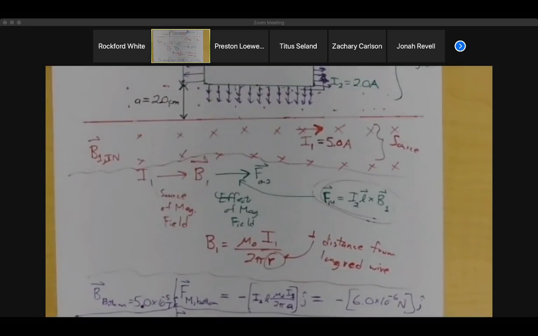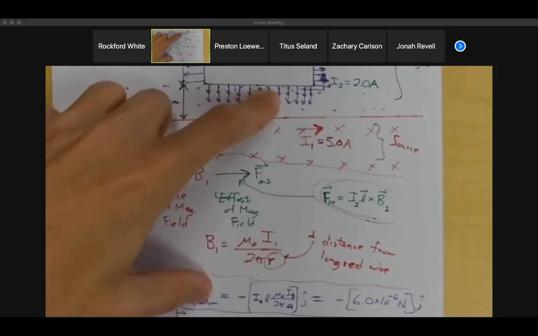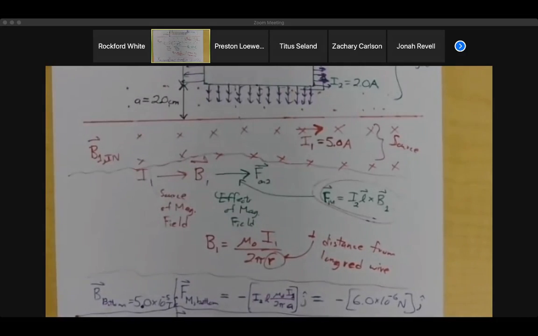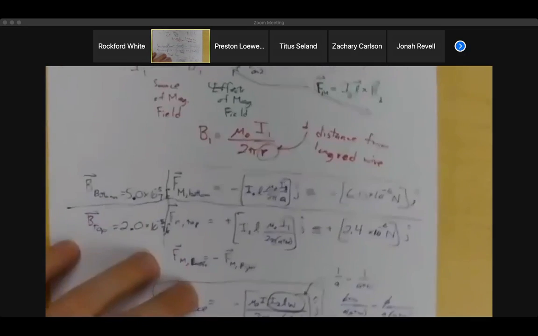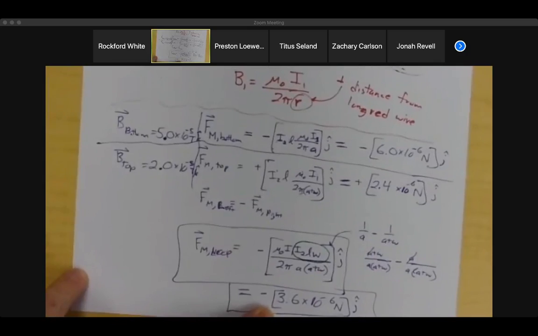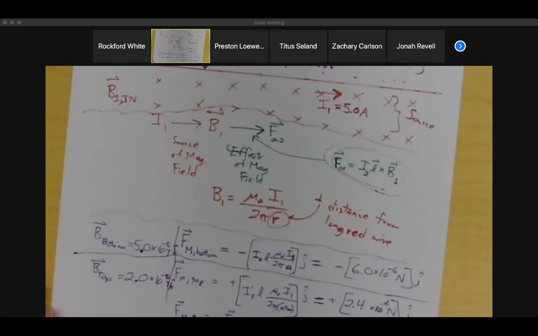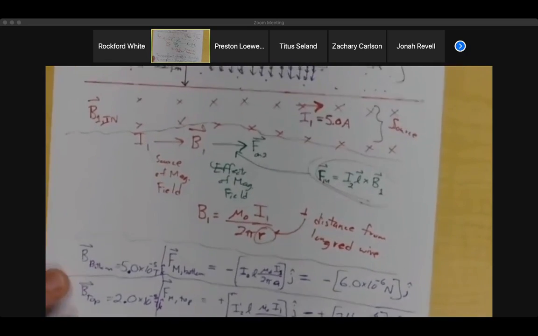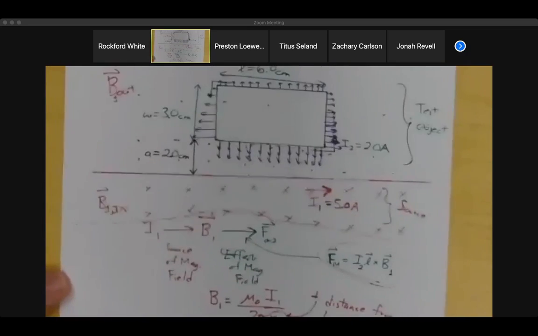Everyone, the person who uses right hand rule start to finish and the person who uses left hand rule start to finish agrees that the bottom edge feels a downward force and the top edge feels an upward force. Not strong, and they all agree that there's no torque and that there's a net downward force of 3.6 times 10 to the minus 6 newtons. The only thing they disagree about is what? The only thing they can't quite come into total agreement on is what?